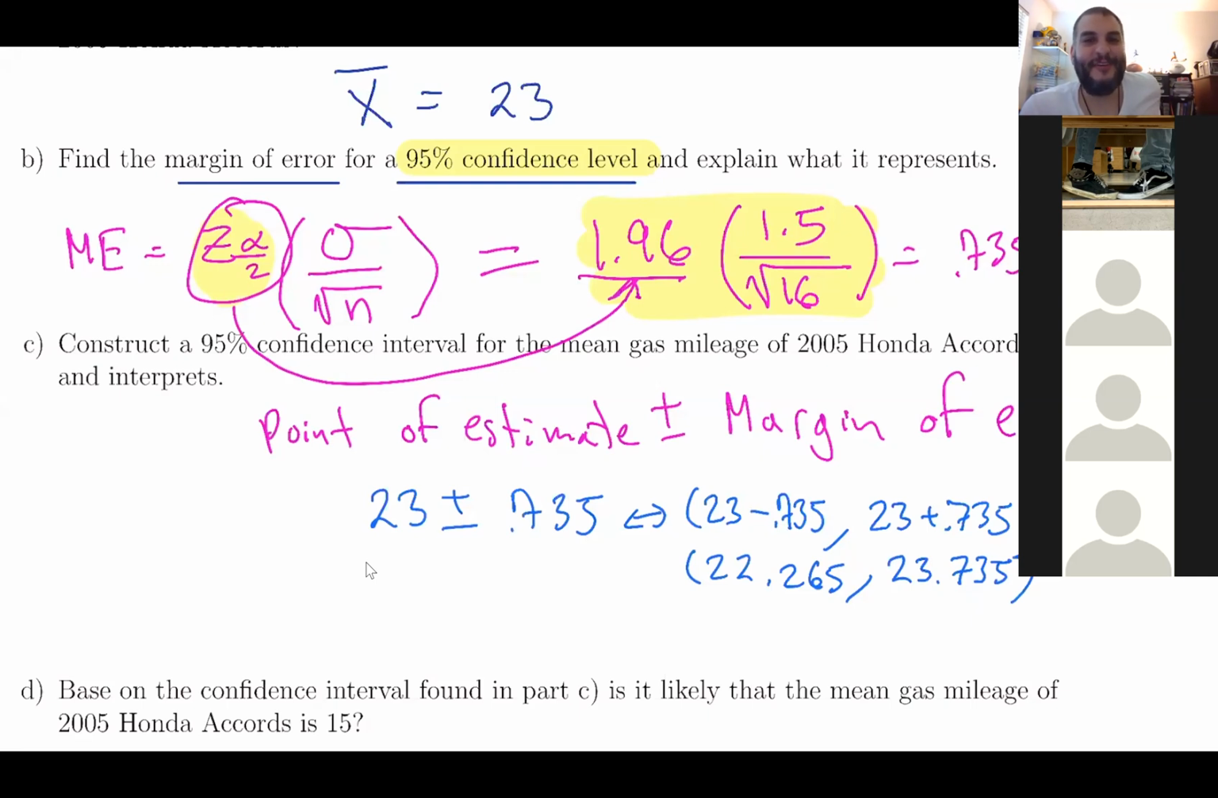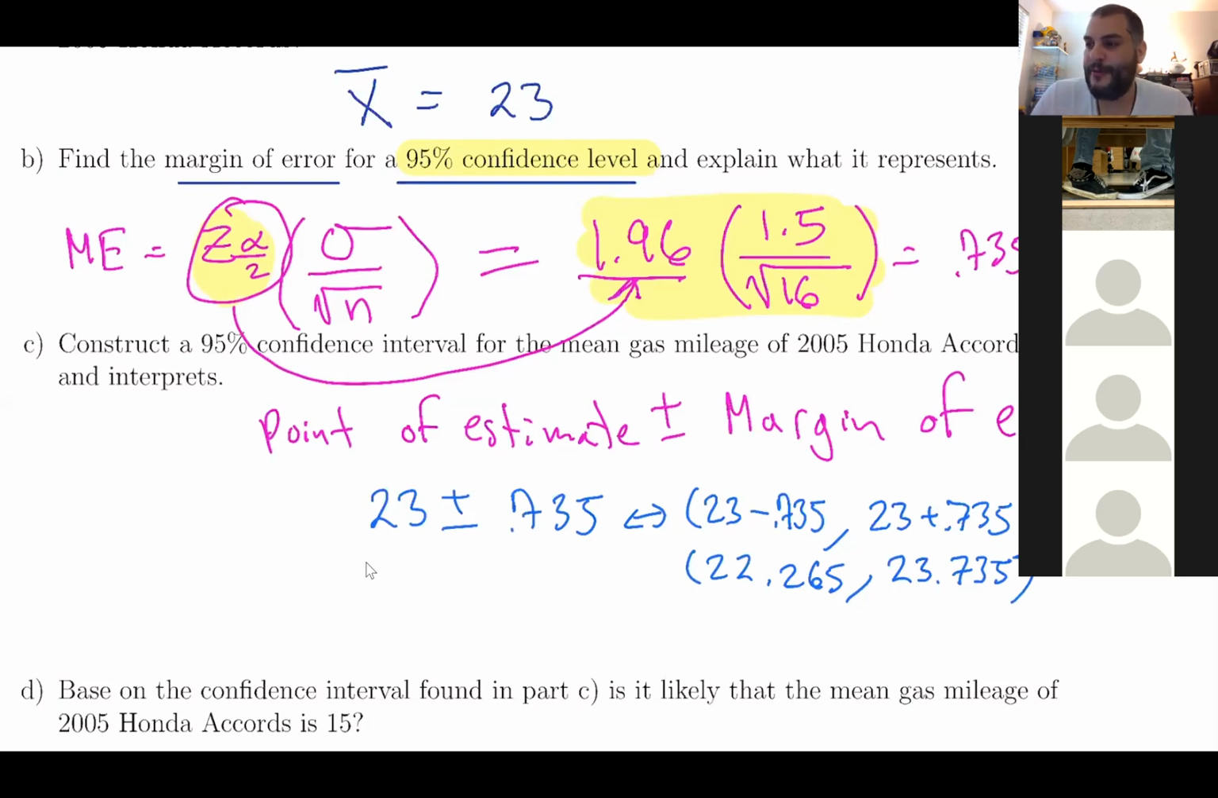All right, so I think we're going to do the interpretation. We're going to do the interpretation of what this represents. What the confidence interval is telling us is all the possible values that our population mean could be. It could be anywhere from 22.265 all the way to 23.735 based off of this confidence interval. So our population mean should be somewhere in between this, with a 95% confidence level. So that's what we're going to write.